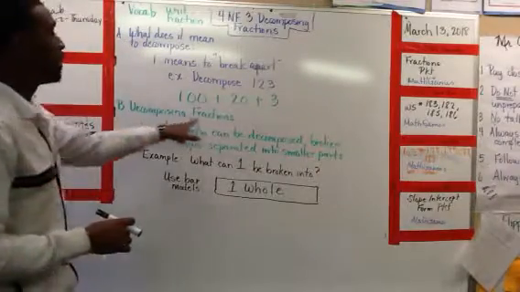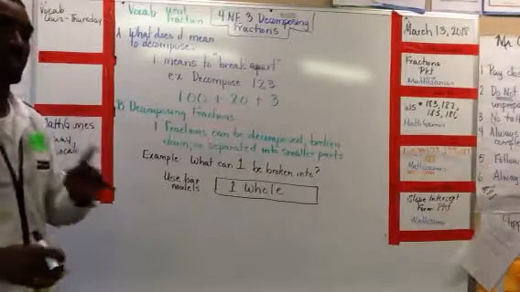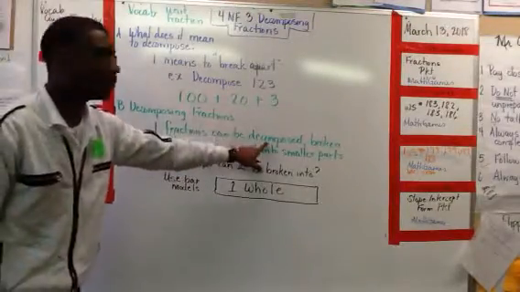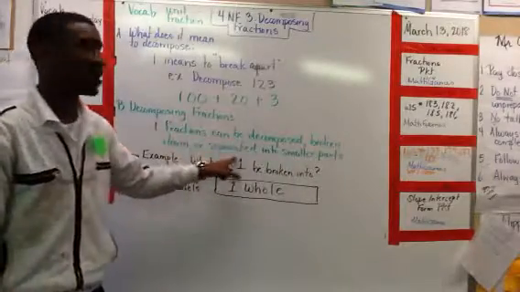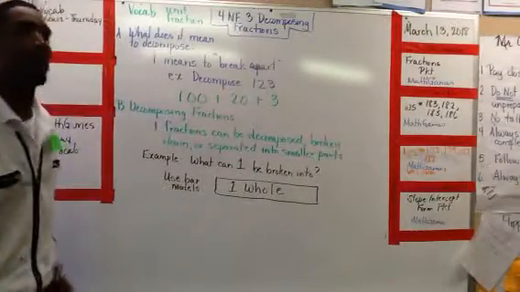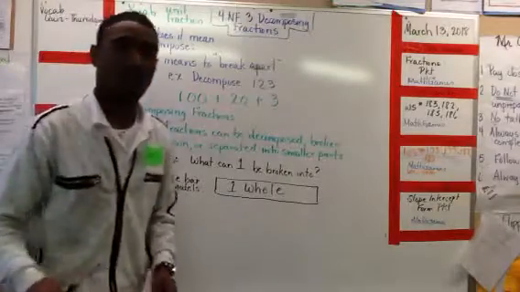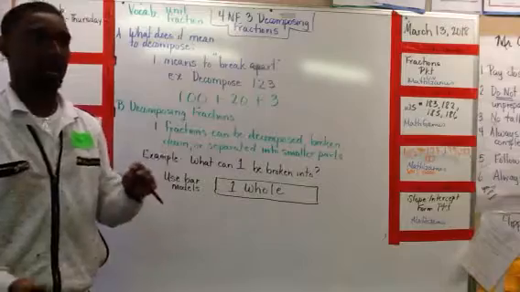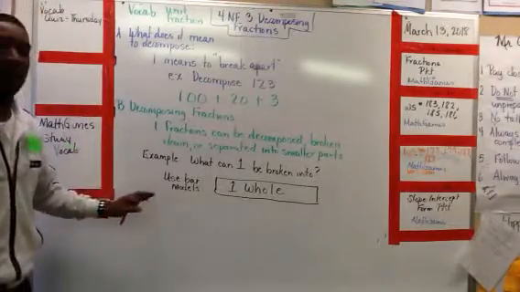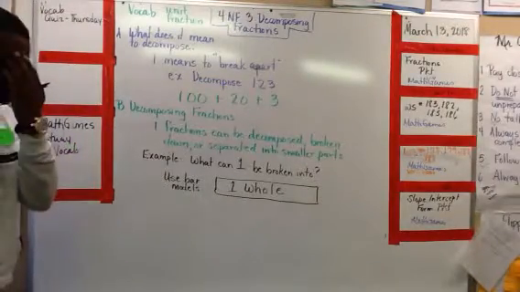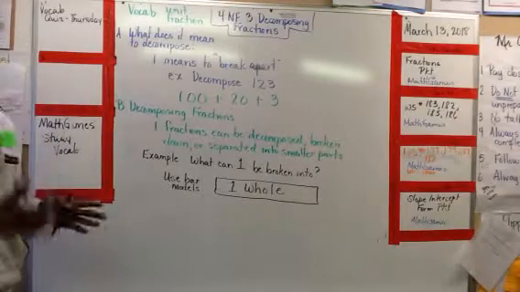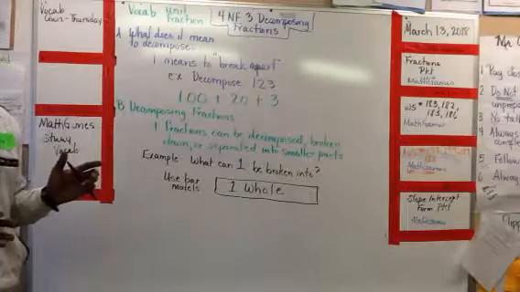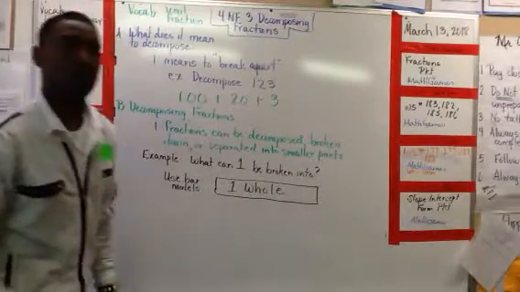Okay? Decomposing fractions. To understand what it is, you need to understand that fractions can be decomposed, broken down, or separated into smaller parts. And we do that when we simplify fractions or when we find equivalent fractions. We're showing a new way to name the same amount. Here's an example. I'm going to use these fraction bars that I draw to break the same fraction down into smaller parts. So what can one whole be broken down into?